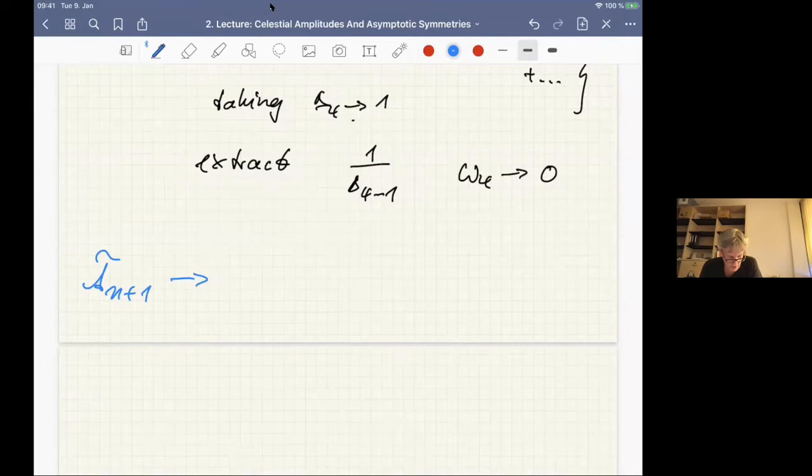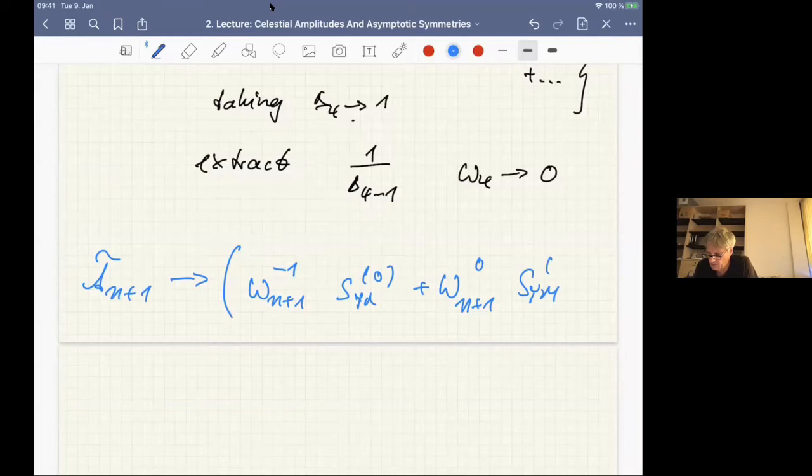So you take the n+1 gluon soft, and then you get here the soft factor, zero order. And then you have omega n+1 to the 0. And you get another one, which of course can be computed and has been computed, times the lower point celestial amplitude. And what is important is that this we have seen, or we have extracted from the limit delta s goes to 1.